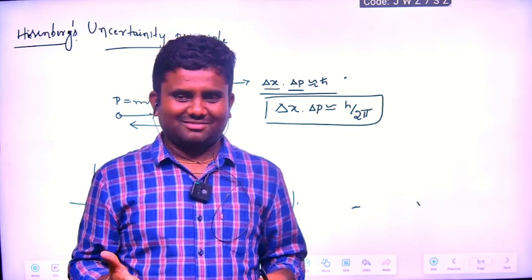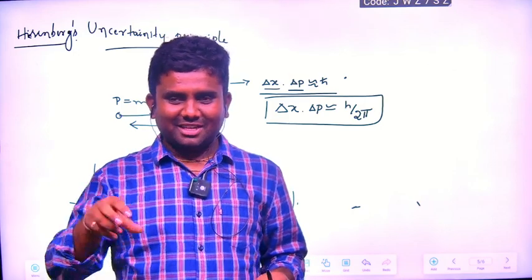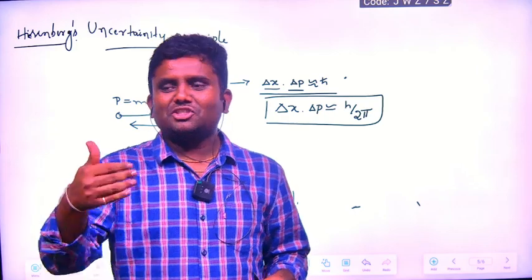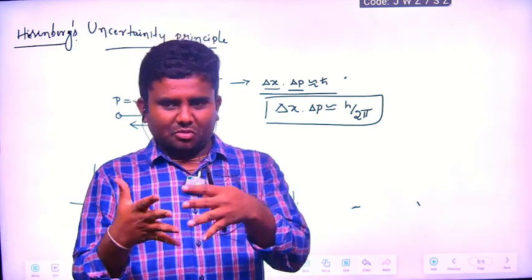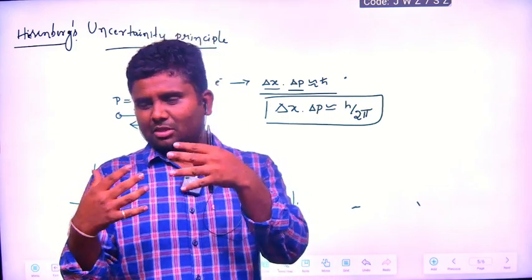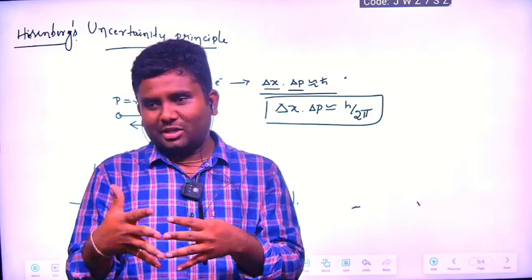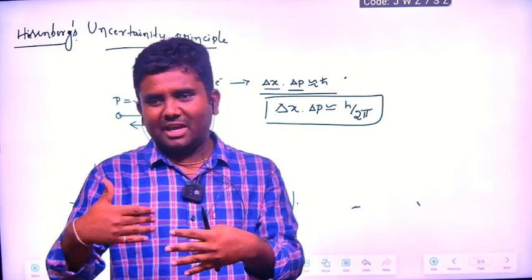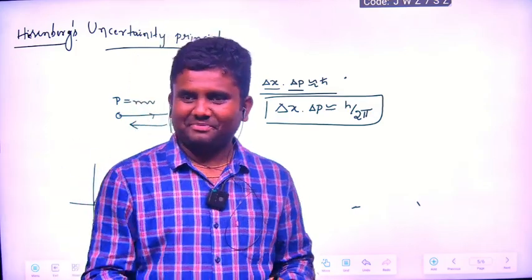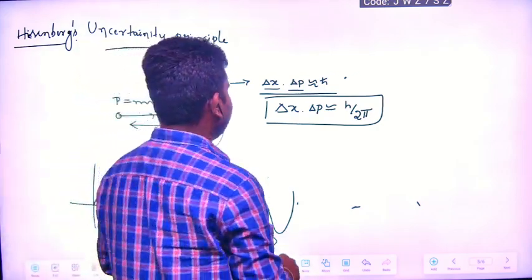Hypothesis means what? There is no exact proof. It's an imagined thought. He gave that equation, but we didn't prove it. We cannot prove it. It's a hypothesis. He made a hypothesis, not experimentally verified. Understood? So that is the next thing.